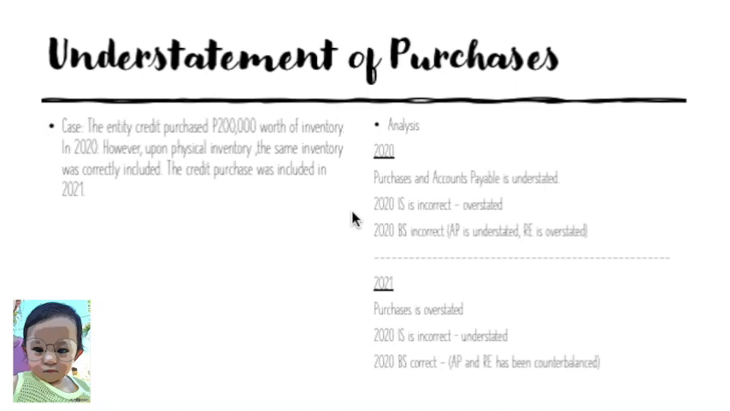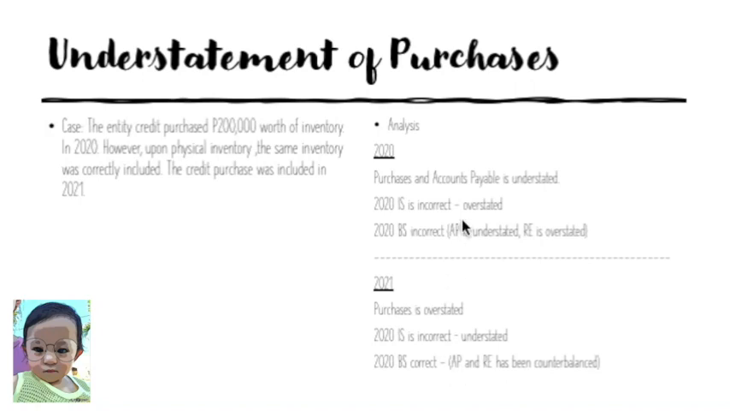Purchases for 2021 is now overstated because it has been erroneously included in 2021. So if it is overstated, that would mean net income is understated. So the income statement for 2021 is incorrect because it is understated. However, the balance sheet, accounts payable and retained earnings, is already correct.